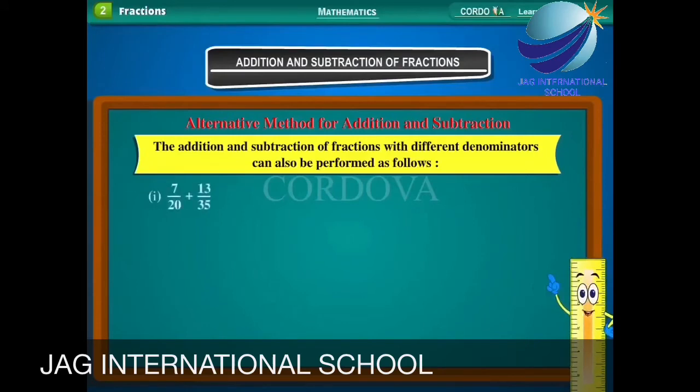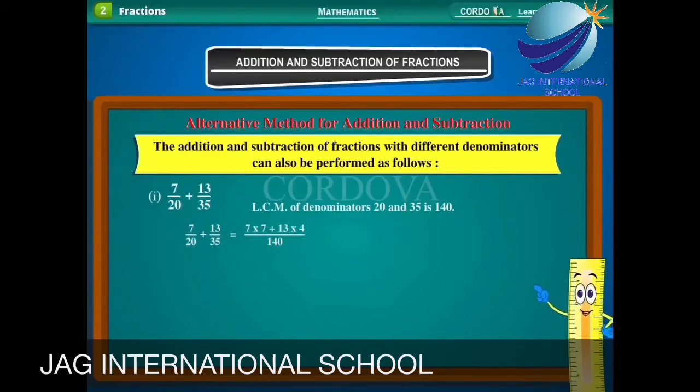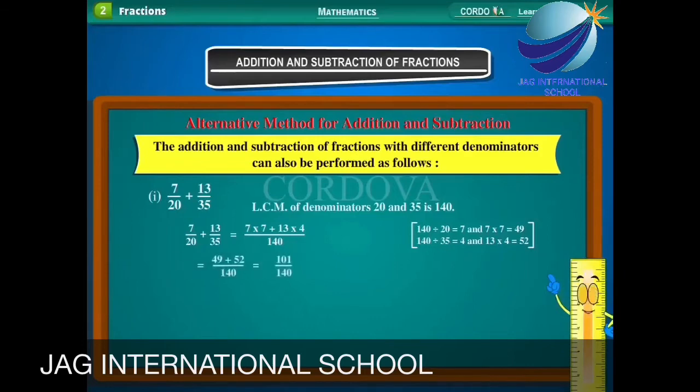7 upon 20 plus 13 upon 35. LCM of denominators 20 and 35 is 140. 7 upon 20 plus 13 upon 35 is equal to 7 into 7 plus 13 into 4 upon 140. 140 divided by 20 is equal to 7 and 7 into 7 is equal to 49. 140 divided by 35 is equal to 4 and 13 into 4 is equal to 52, which is equal to 49 plus 52 upon 140, which is equal to 101 upon 140.